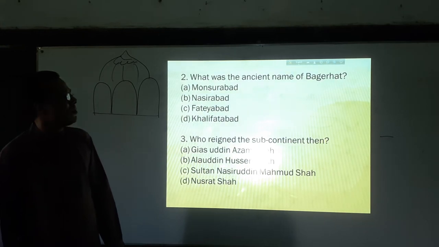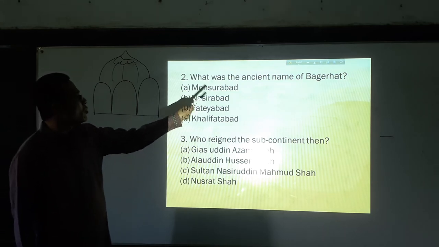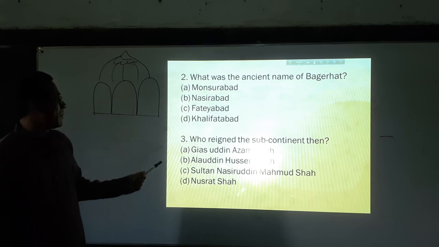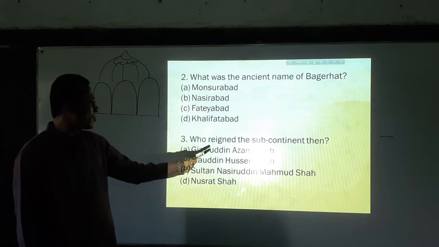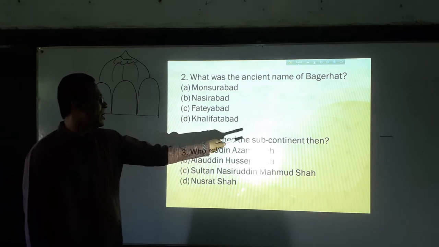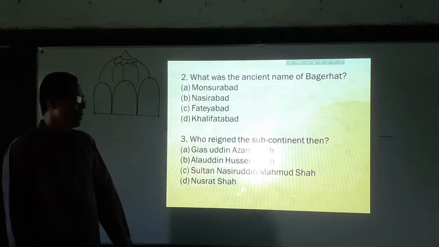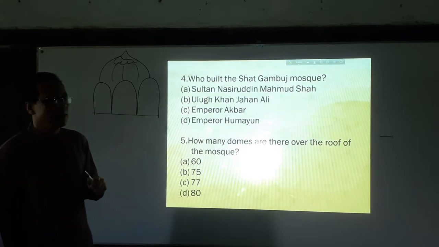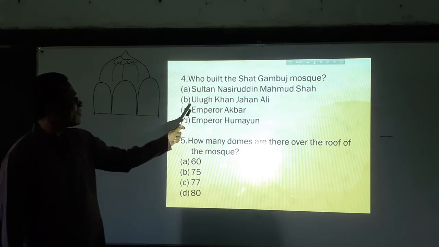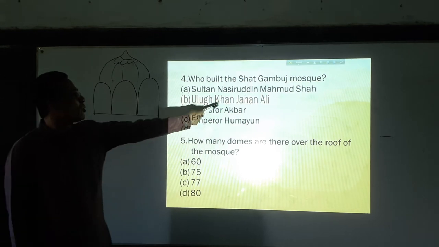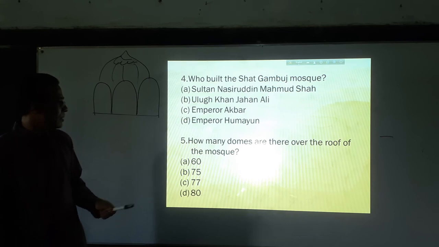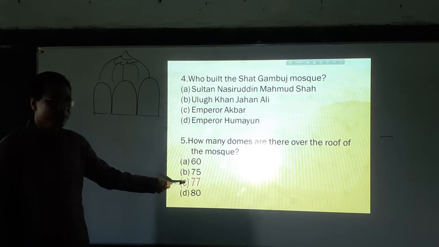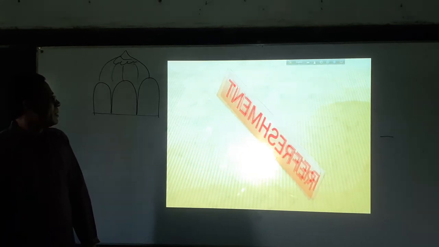What was the ancient name of Bagerhat? Mansurabad, Nasirabad, Fatehabad, Khalifatabad. Khalifatabad. Next one, who reigned the subcontinent? Ghiyasuddin Azam Shah, Alauddin Hussein Shah, Sultan Nasiruddin Mahmud Shah, Nusrat Shah. Sultan Nasiruddin Mahmud Shah, in the middle of the 15th century. Who built the Shahid Gumbuz Mosque? Sultan Nasiruddin Mahmud Shah, Ulugh Khan Jahanali, Emperor Akbar, Emperor Humayun. Ulugh Khan Jahanali. How many domes are there over the roof of the mosque? 60, 75, 77, 80. 77.